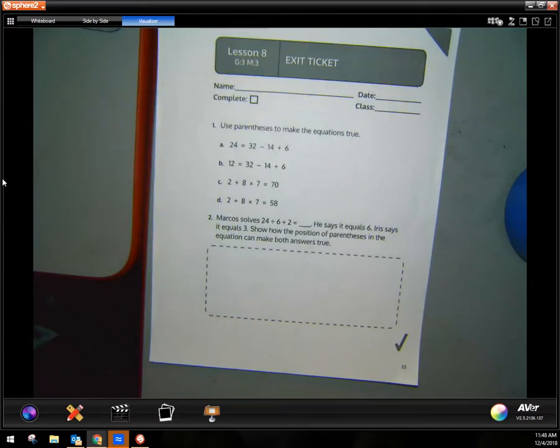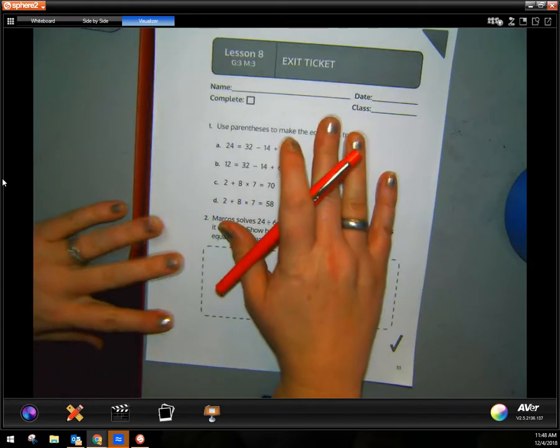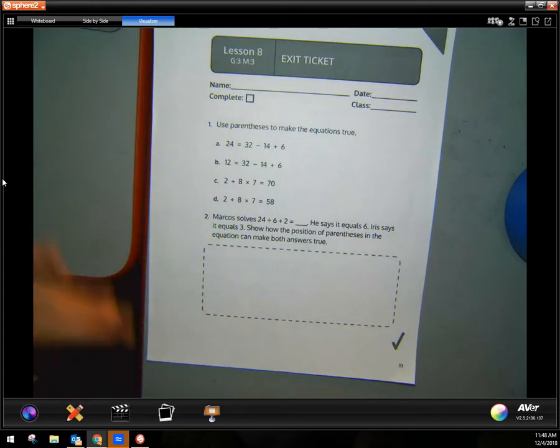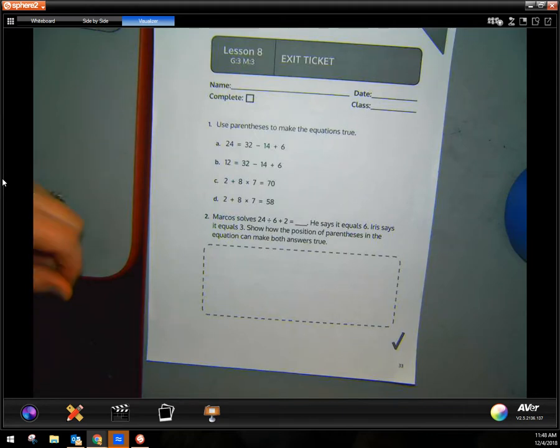Hi guys, we're going to do lesson 8 exit ticket. So if you could get the paper copy out of your folder, you're going to work on this with me while I'm on the computer and you're in class.